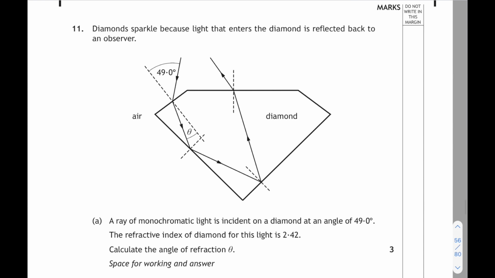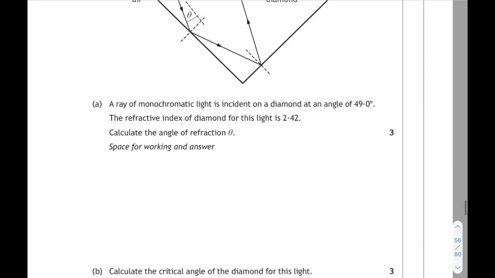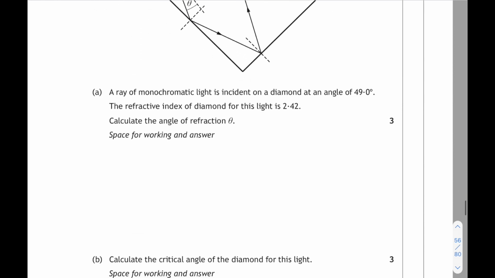Okay, last one for this video. Question 11. Diamonds sparkle because light that enters the diamond is reflected back to an observer. This is refraction and critical angle. So part A. A ray of monochromatic light is incident on a diamond at an angle of 49 degrees. The refractive index of diamond for this light is 2.42, and we have to calculate the angle of refraction, theta.